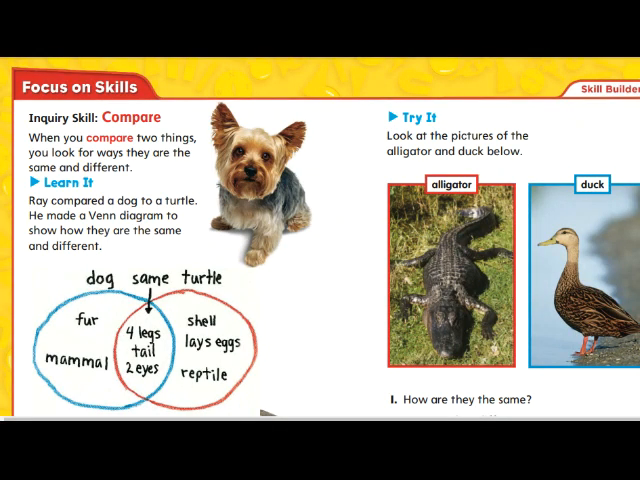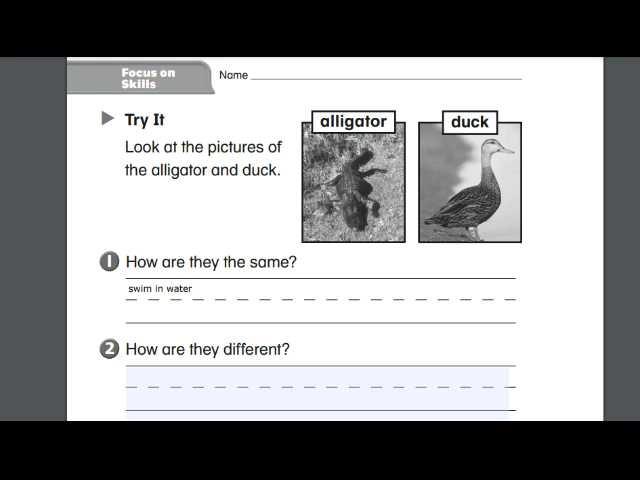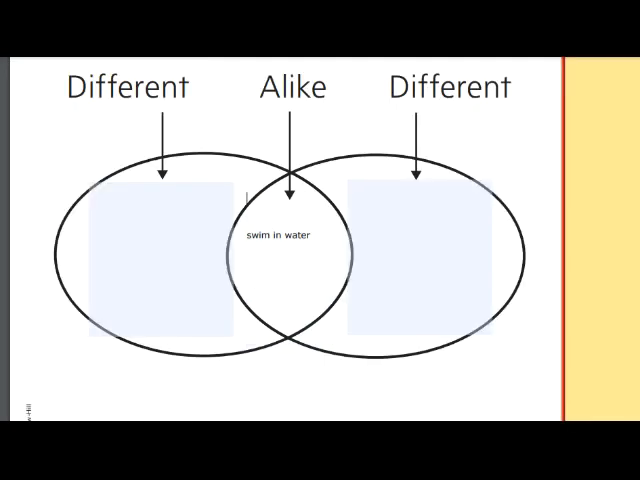All right, let's think of another similarity between this alligator and this duck. Hmm. They both have tails, right? The duck is a little different. It has tail feathers, and the alligator has a scaly tail, but they do both have tails. So I'm going to put that also in my Venn diagram as well, in the middle, right? Both have tails.